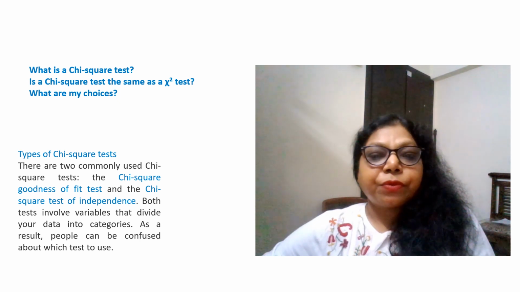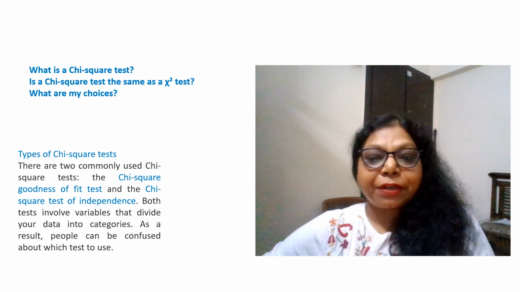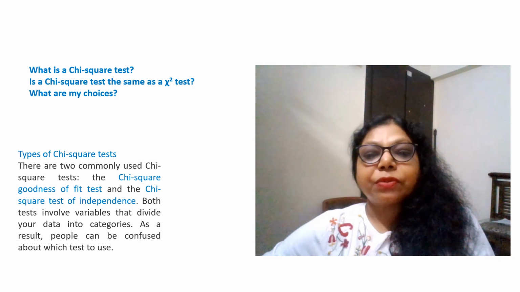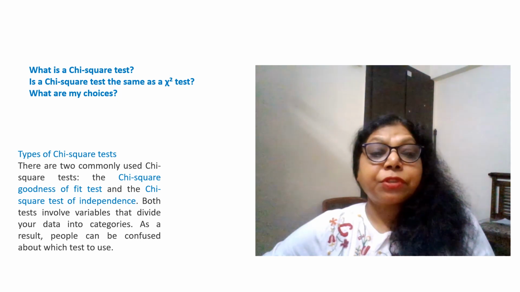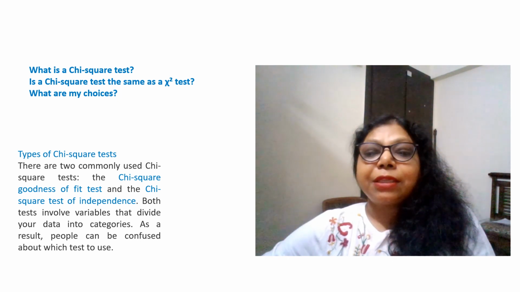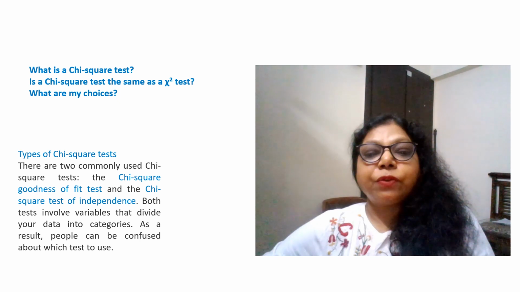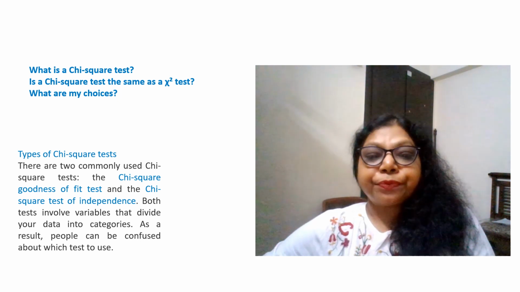So as I have already told you, the two types of chi-square test are the chi-square goodness of fit test and the chi-square test of independence. Both these tests involve variables that divide your data into categories. So as a result, people can be confused about which test to use. But the basic idea behind these tests is to compare the observed values in the data to the expected values that we would see if the null hypothesis is true.